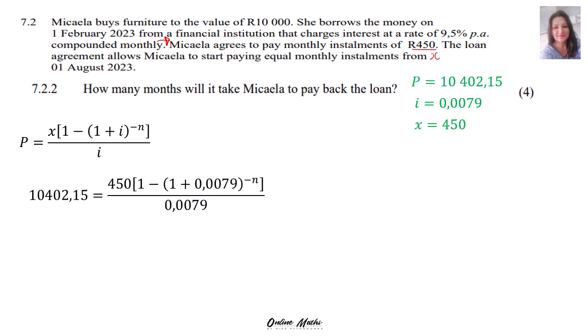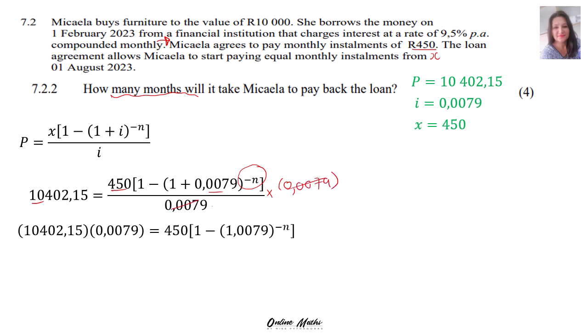In P's place, it's the 10,402 equals X, the regular monthly payments, 450, times 1 minus bracket 1 plus i, this is our i, to the power negative n, that's what we are looking for. How many months? And then there's i again. So now we will just solve this one algebraically. We will multiply by 0,0079 both sides. There, I did it for you. And remember, there's no rounding off inside your sum.